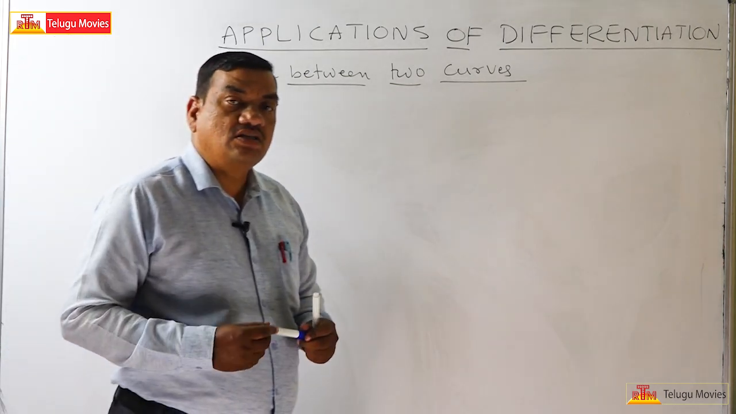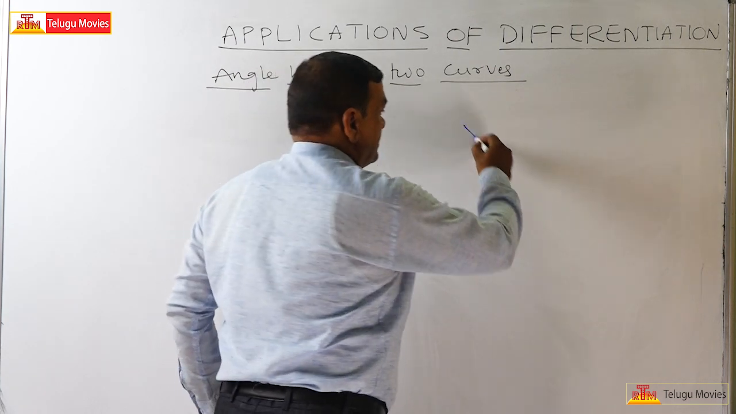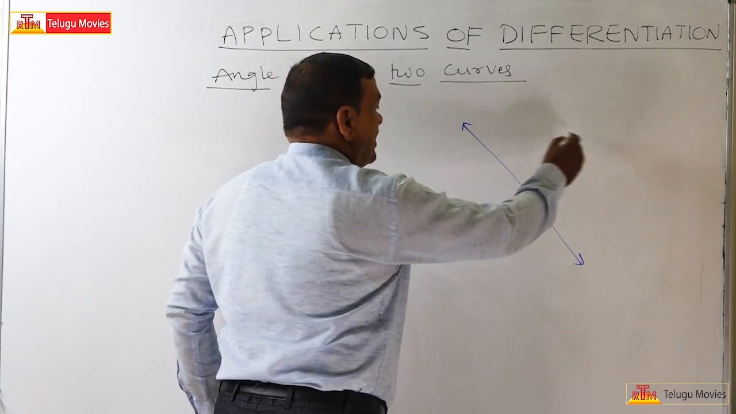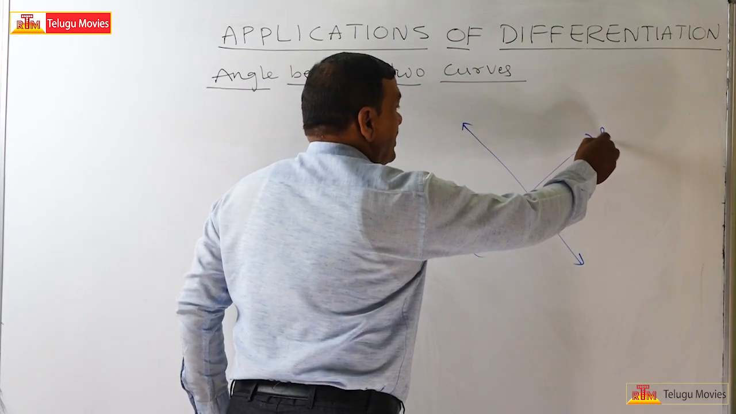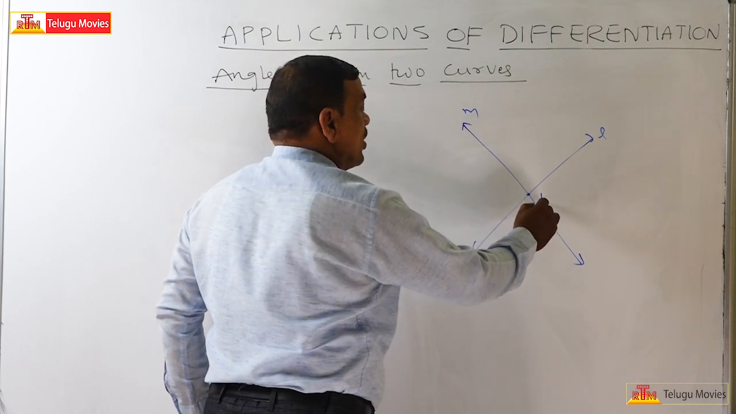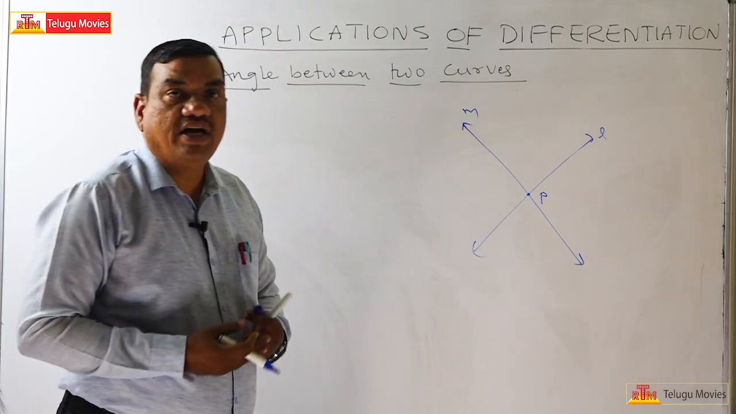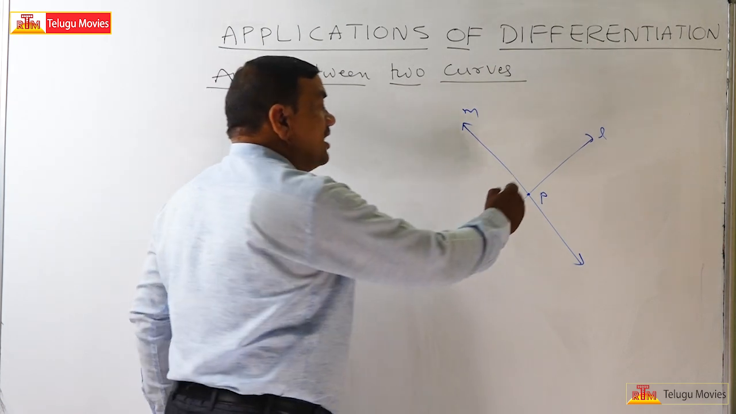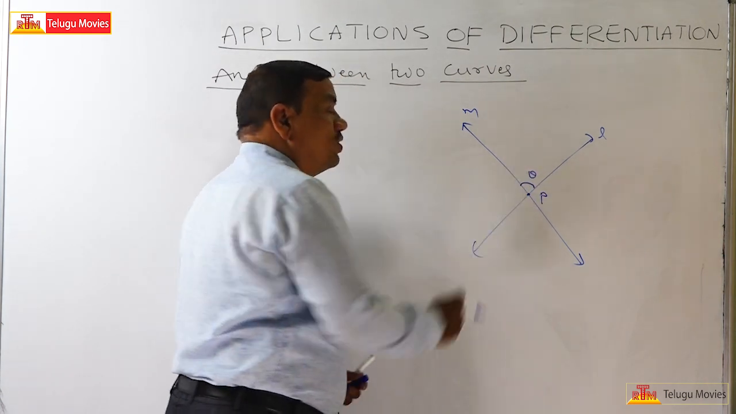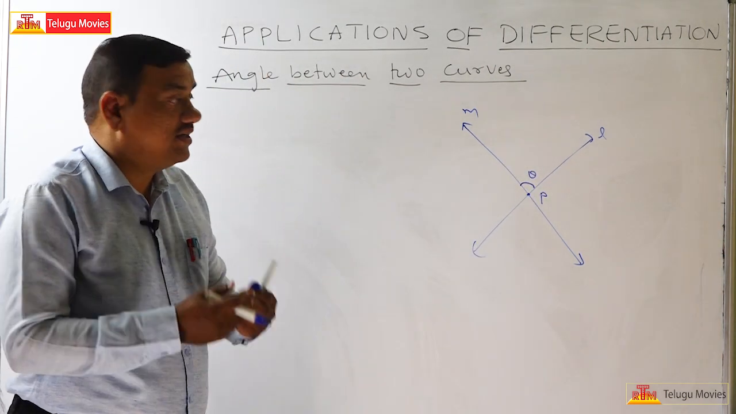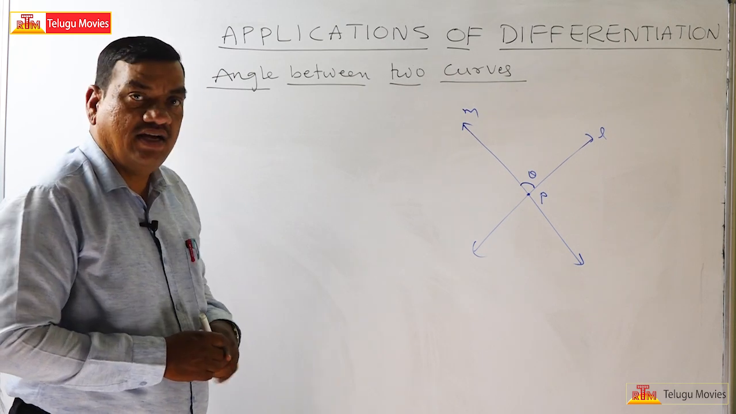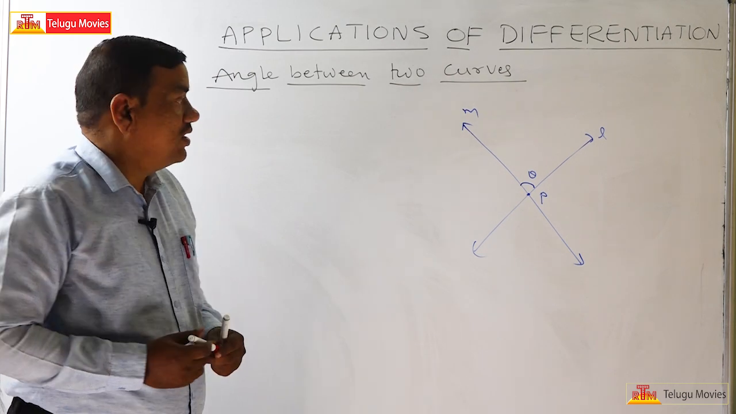Generally, we come across the angle between two straight lines. If two straight lines intersect at one point P, then we can clearly say the angle between them is some theta. Whatever may be the acute angle, that angle we will treat as the angle between the two lines L and M.